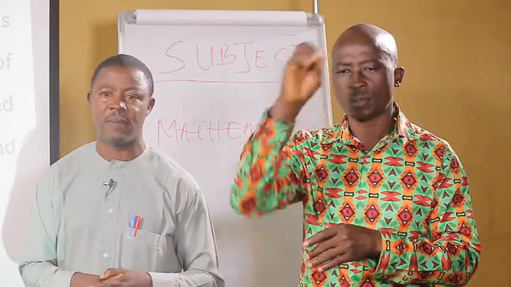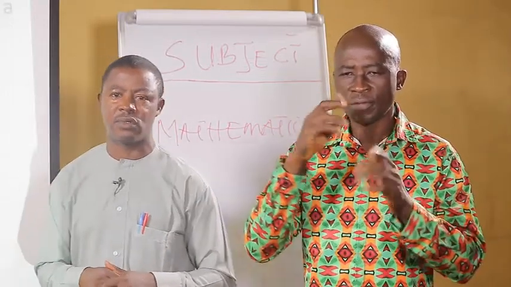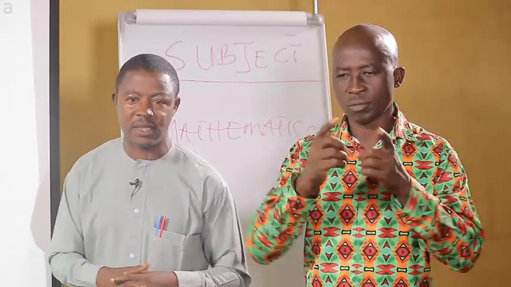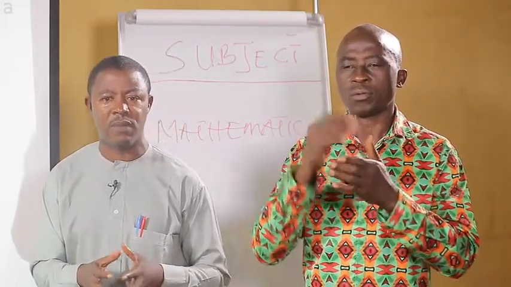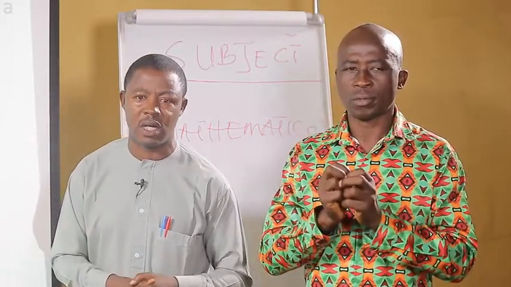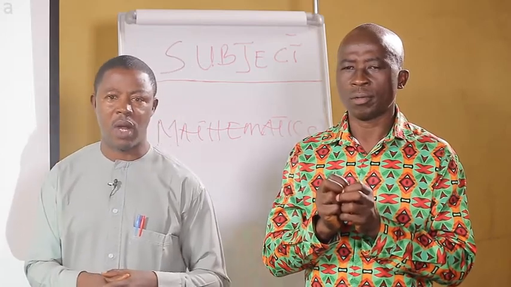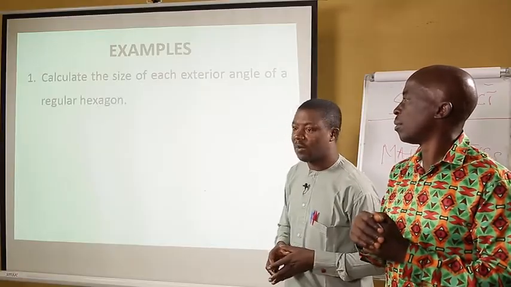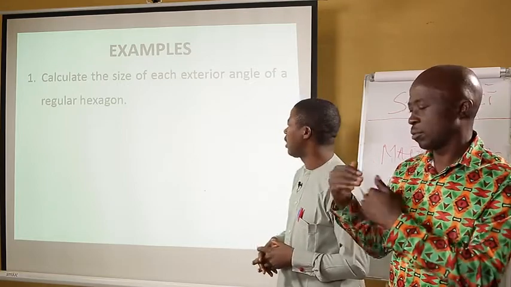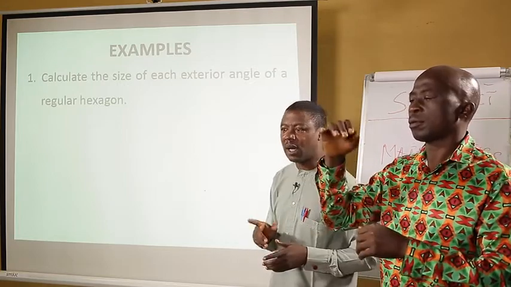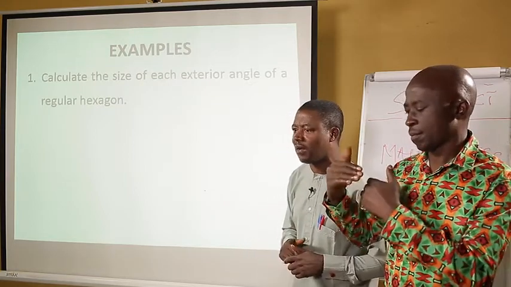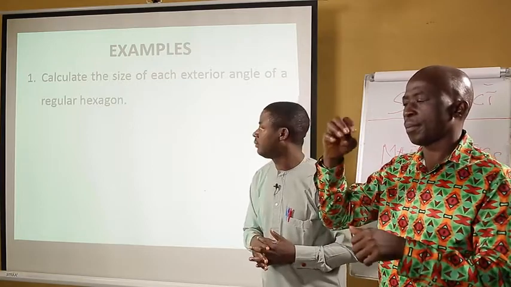180 degrees. Now let's cite examples to ascertain the definition we've already made so that we can see how we solve problems under polygon involving exterior angles. Example 1: calculate the size of each exterior angle of a regular hexagon.